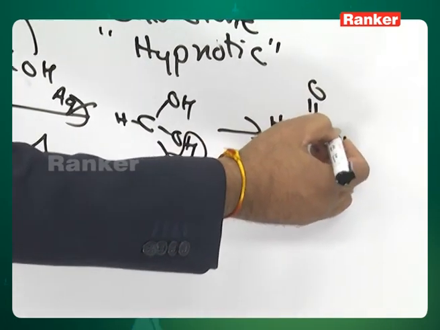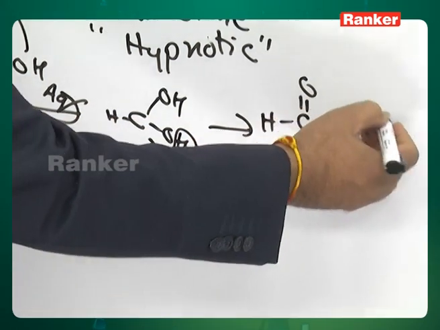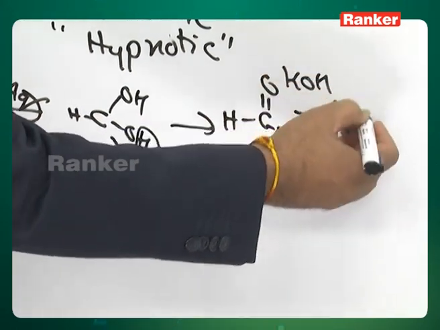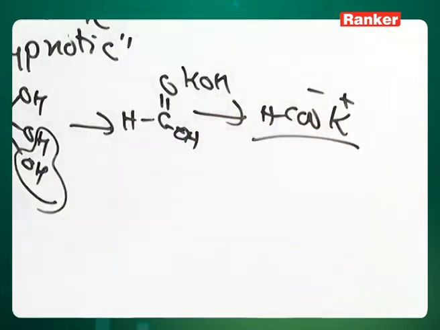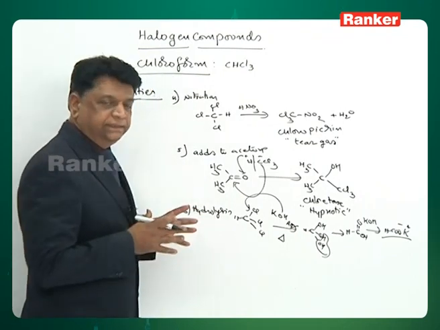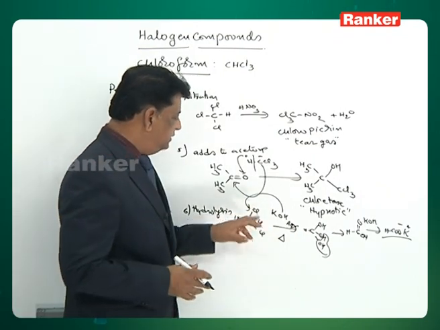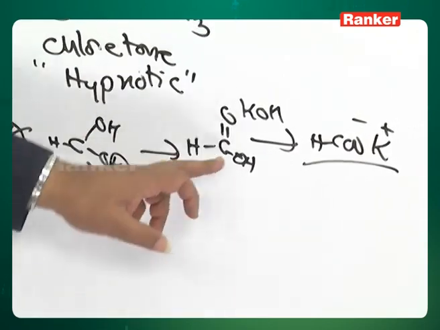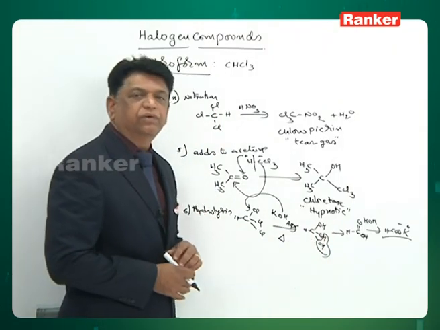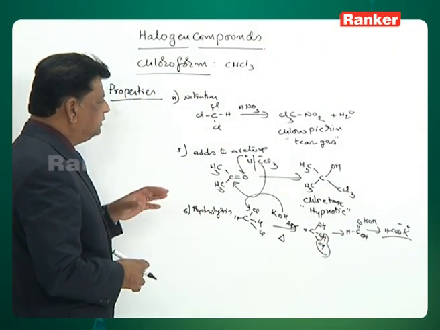This formic acid, because of its acidic property and since base is there, will react with the KOH and form HCOO minus and K plus. A salt is formed, potassium formate. These are all stepwise: the chlorines are substituted, water is eliminated, you get the acid, it reacts with KOH, and forms the potassium salt. So these are all simple reactions.